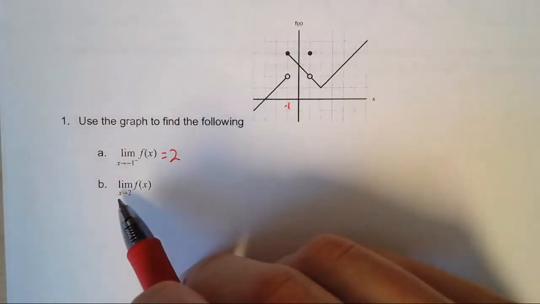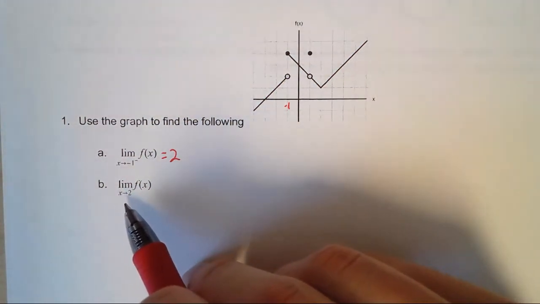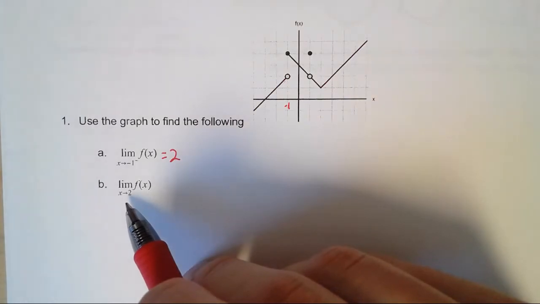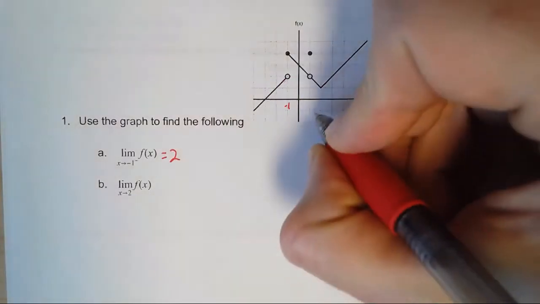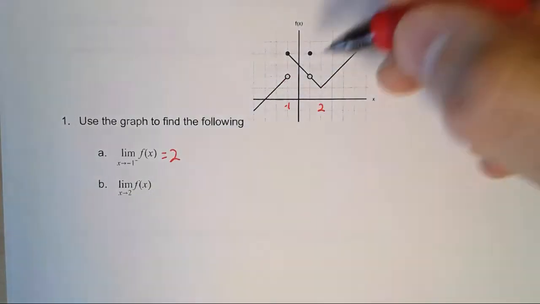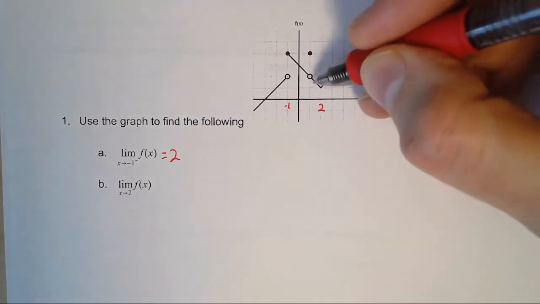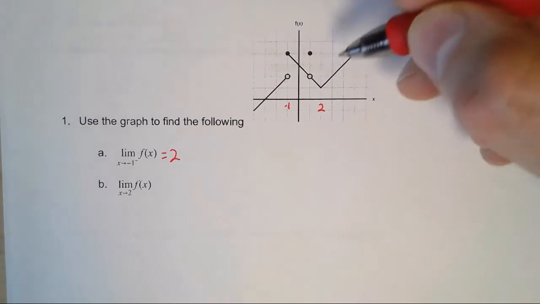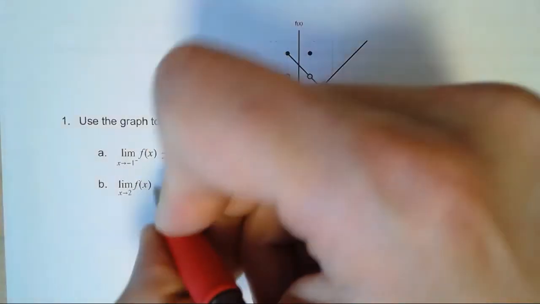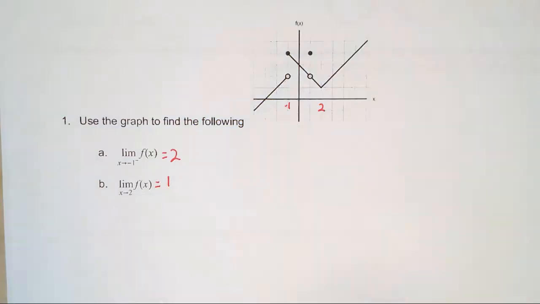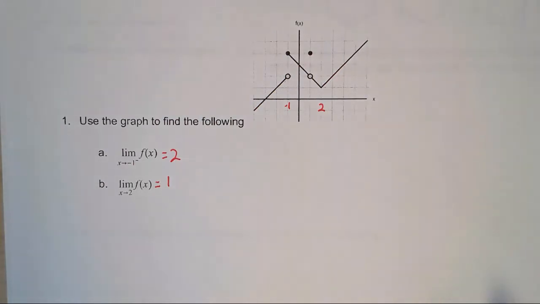Part B asks for the limit as we get close to 2. Now it doesn't say from the left or the right side. So that means when we approach 2, we have to approach the same thing from both sides. And in this case, as we get close to 2, we approach +1. So there's the answer for part B.